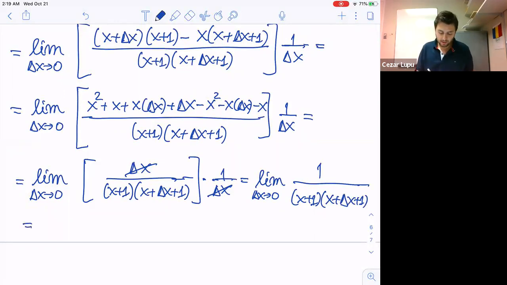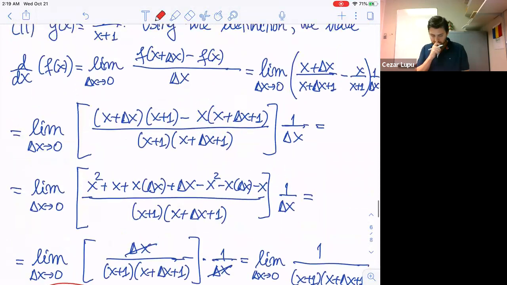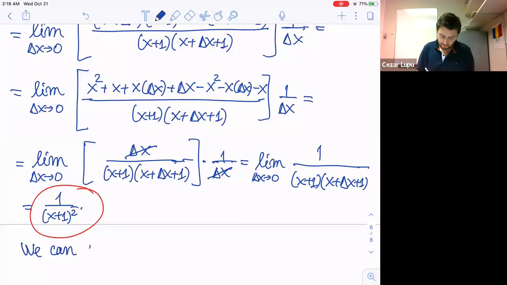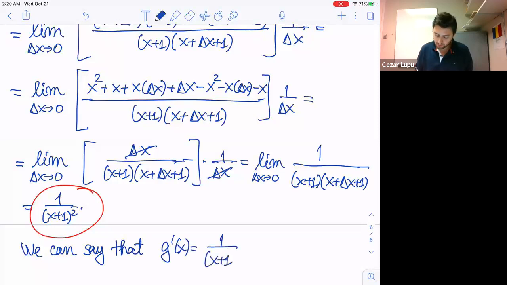Well, and now it becomes clear that as delta x approaches 0, this will be nothing else than just 1 over x plus 1, everything squared. So that's the final result, and this is the derivative of this. So we can say that g prime of x is 1 over x plus 1, everything squared. Of course, like I said at the beginning, you can use the quotient rule to find the derivative of this, so there will be no problem.